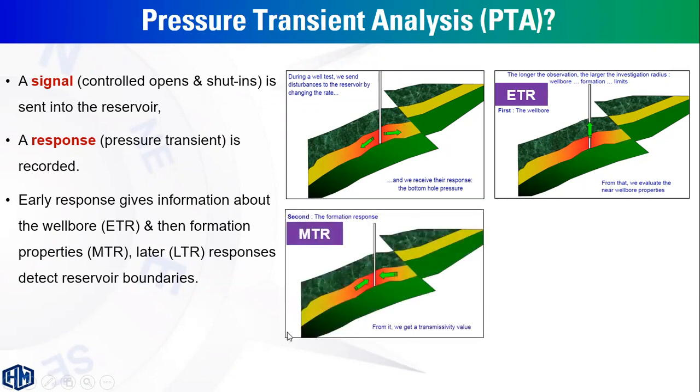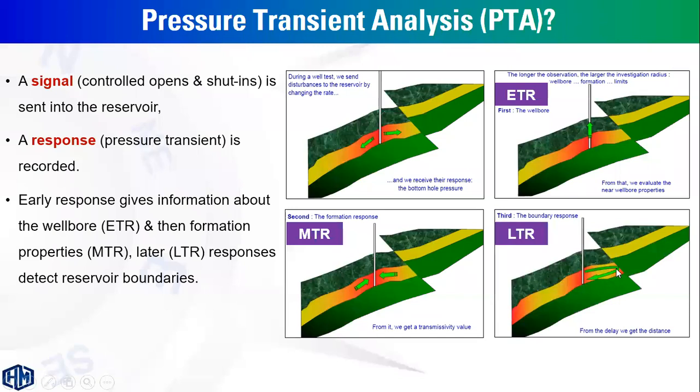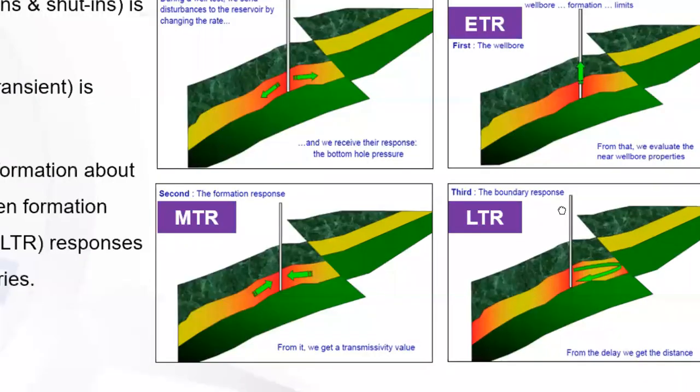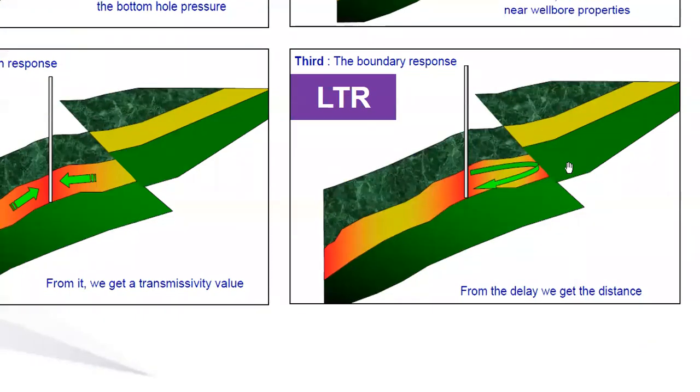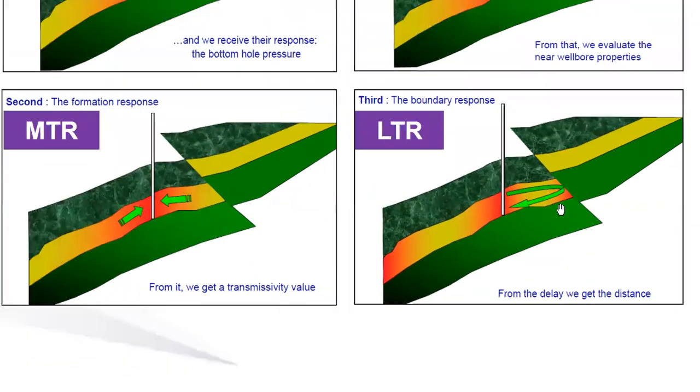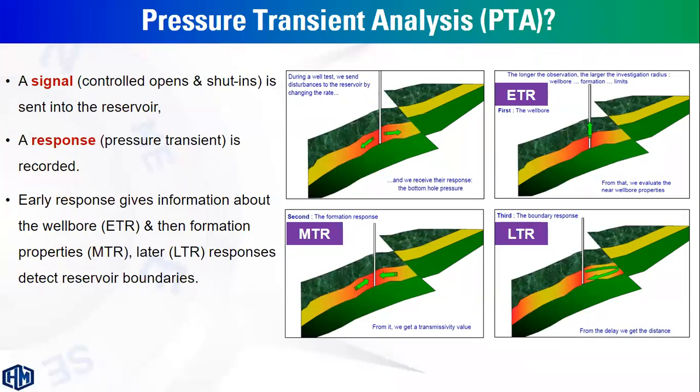In the middle time region, we will get more information, more description regarding the reservoir mobility, the reservoir heterogeneity, and the type of the reservoir. And in the late time region, once the pressure transient has detected the reservoir boundaries, you will have the details of the distance and the type of this boundary. So you will have a complete description of the reservoir by the interpretation of the pressure transient.